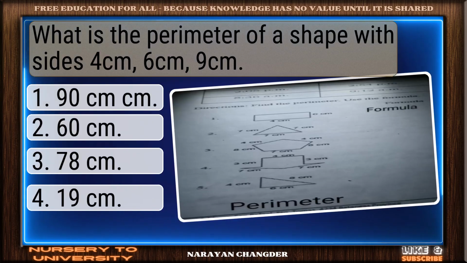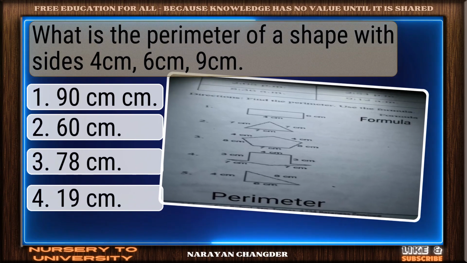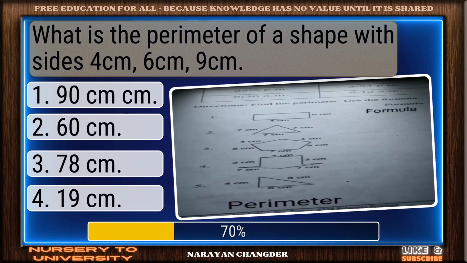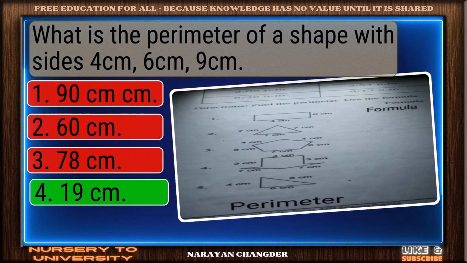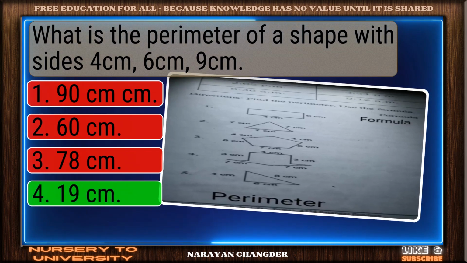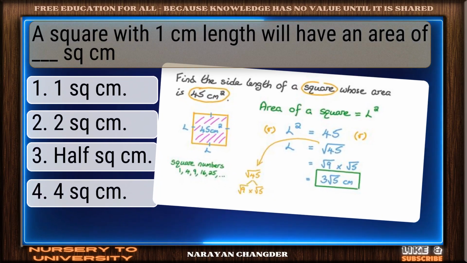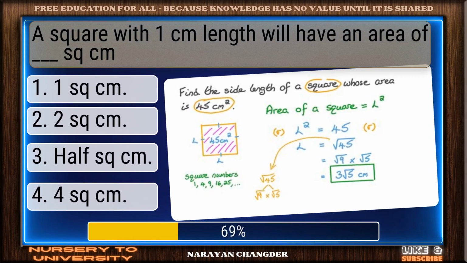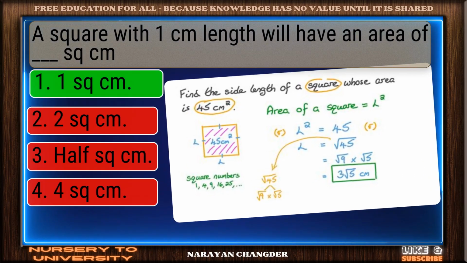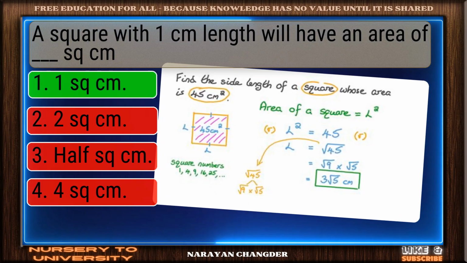What is the perimeter of a shape with sides 4 cm, 6 cm, 9 cm? Great thinking. 19 cm is the right choice. A square with 1 cm length will have an area of dash sq cm. Clear logic. Your choice, 1 sq cm, is sound and 100% true.